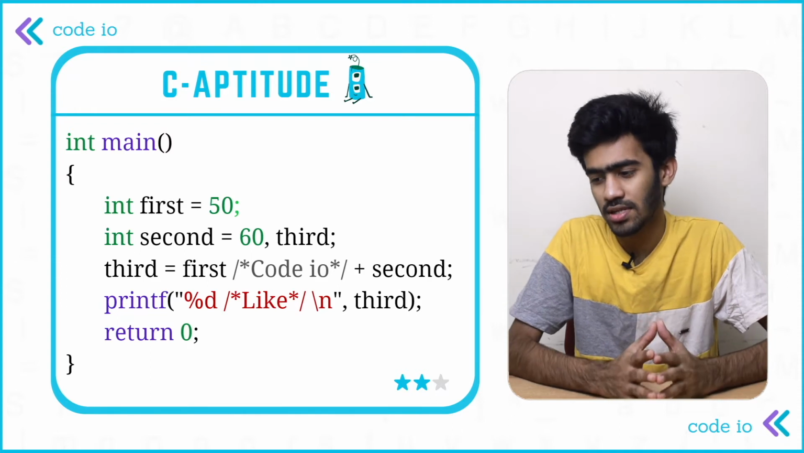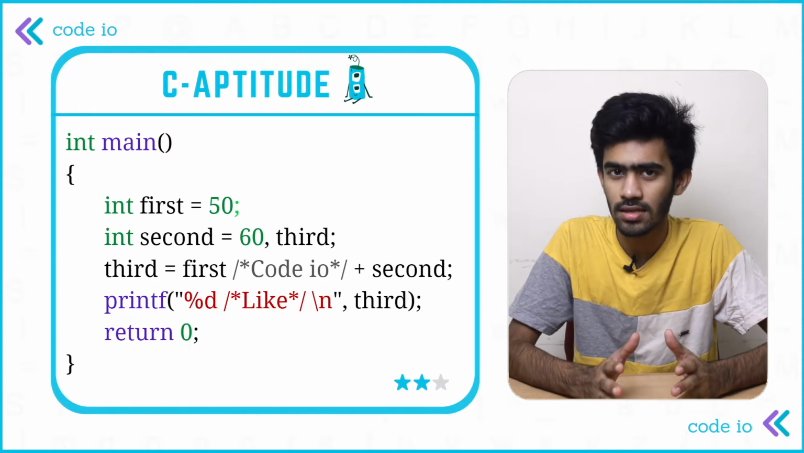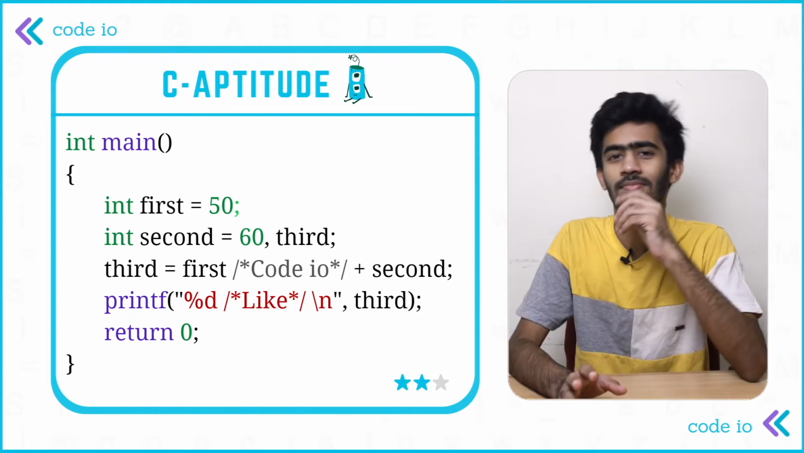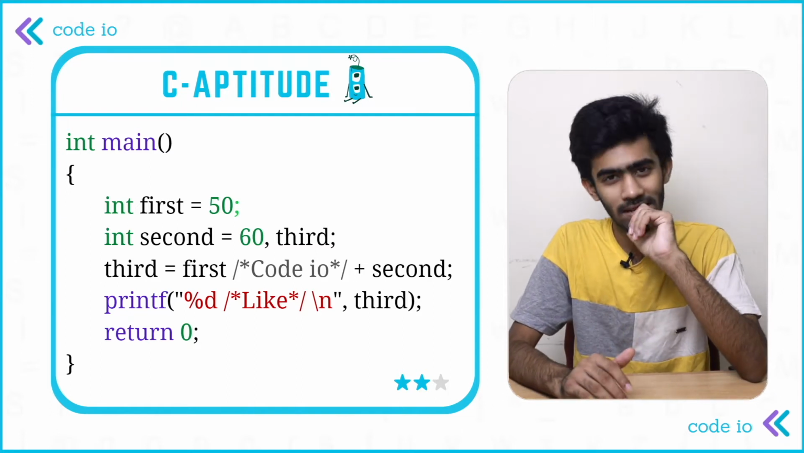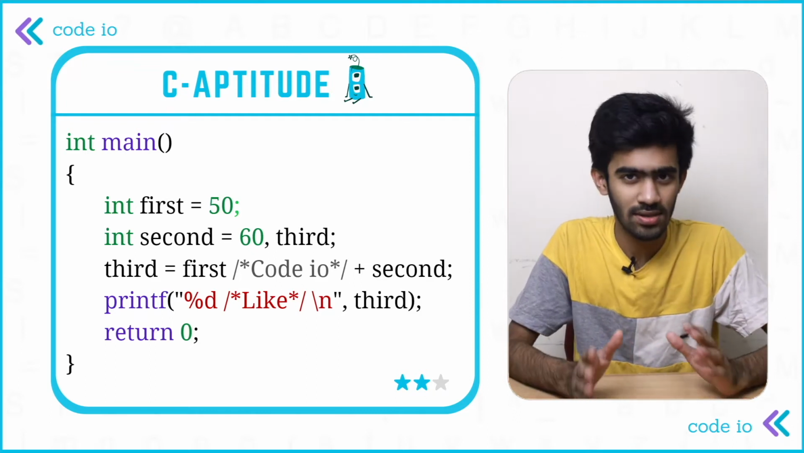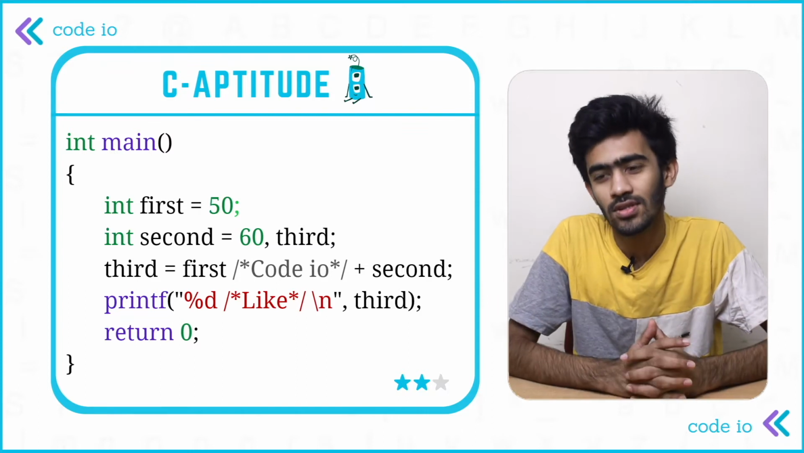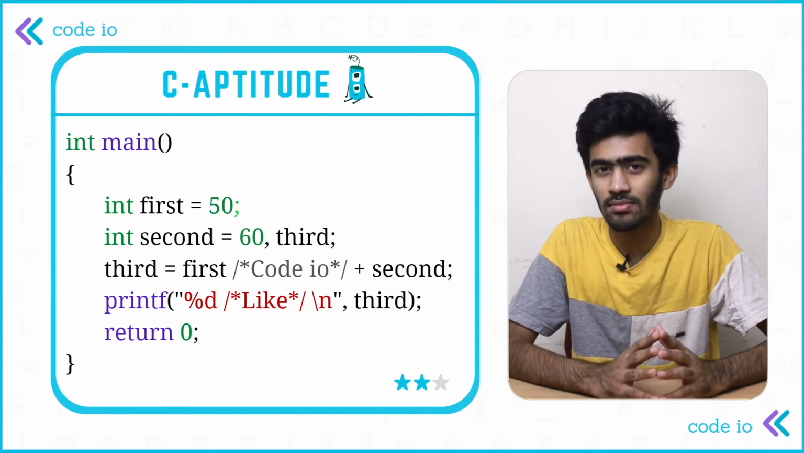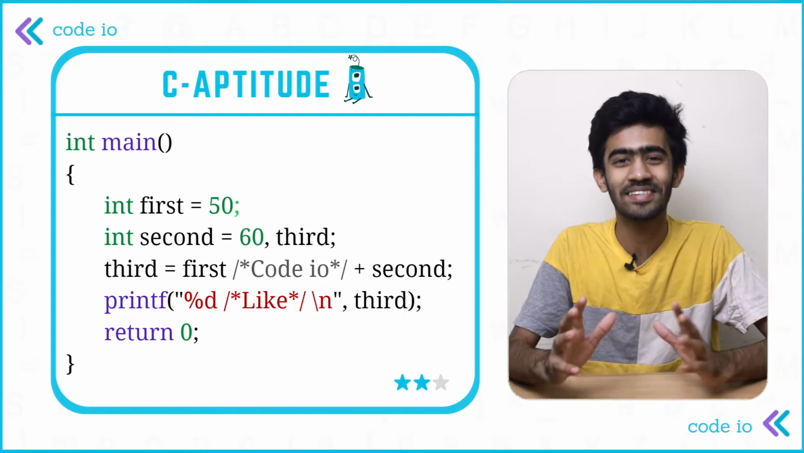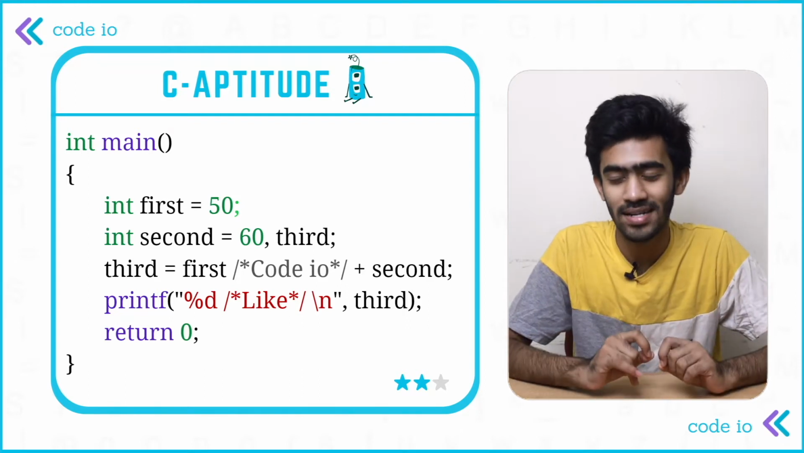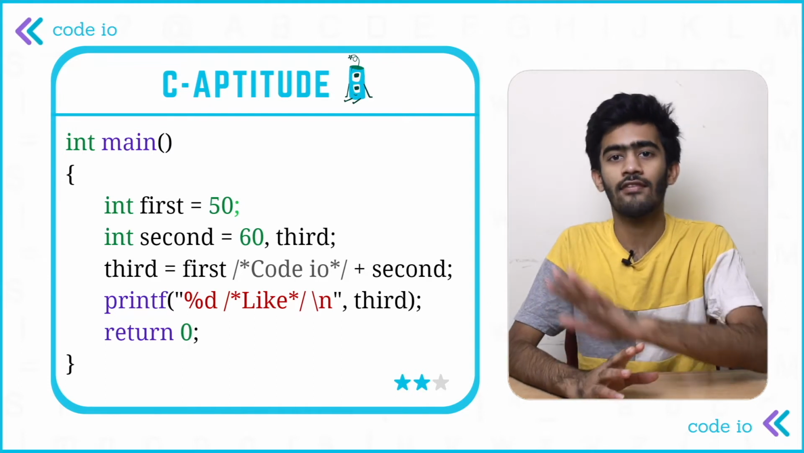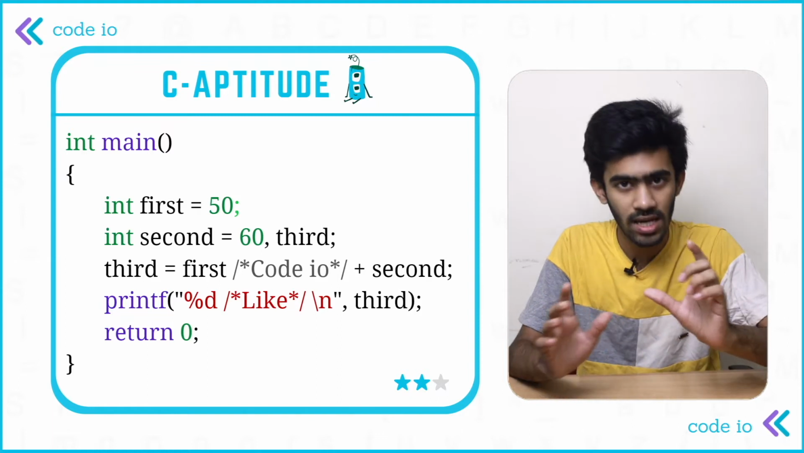So the expression is third is equal to first, and then that is a comment, and then plus second. This is a bit confusing. We have a comment in between of an expression that we have. So third is equal to first plus second should have been the expression, but we have a comment inside it and it has the channel name. So that doesn't matter. It is a comment and that is what matters. Okay. So what we need to understand is, is this comment going to affect the value of this variable third?